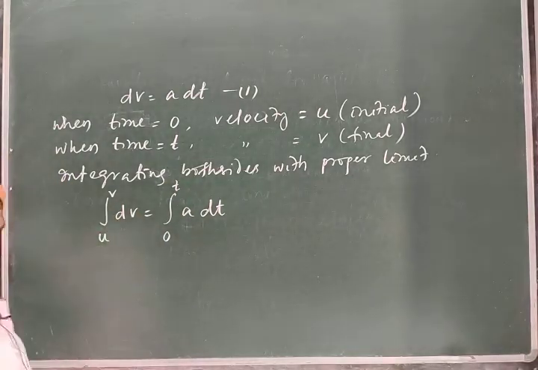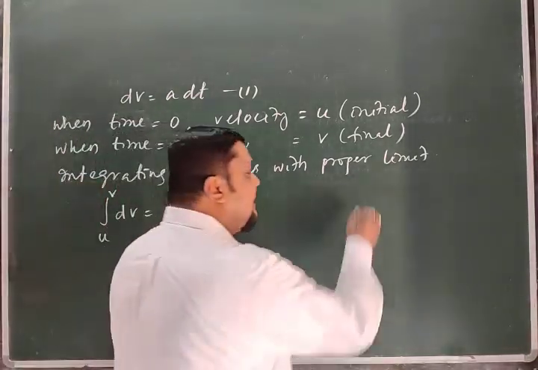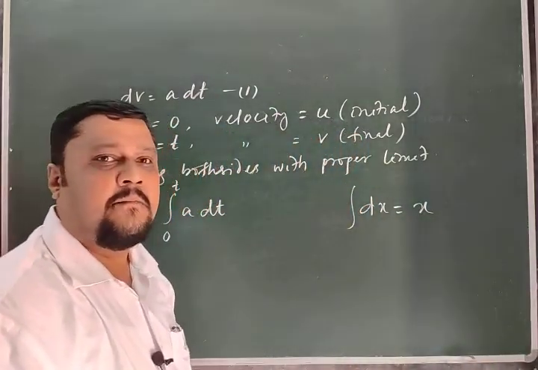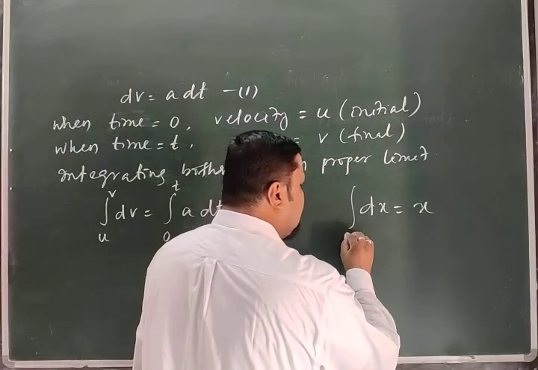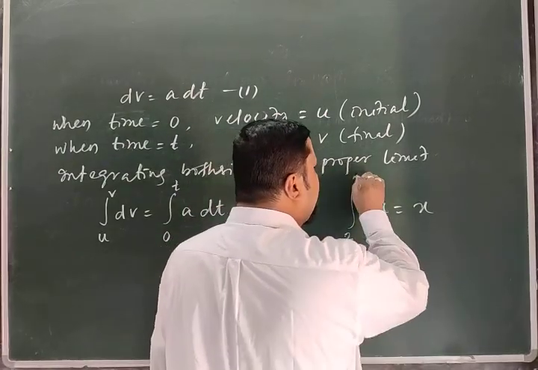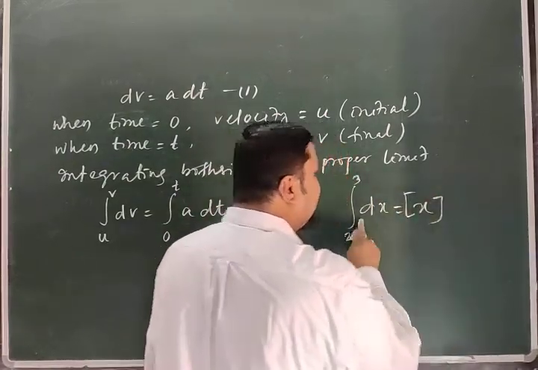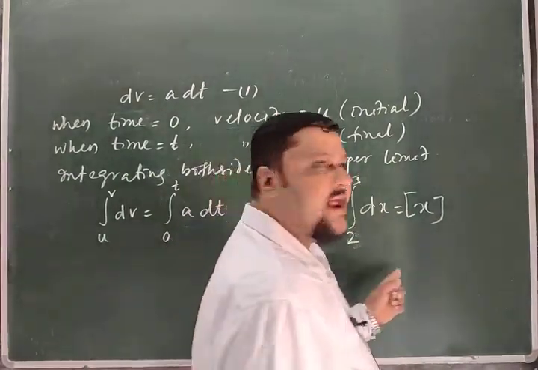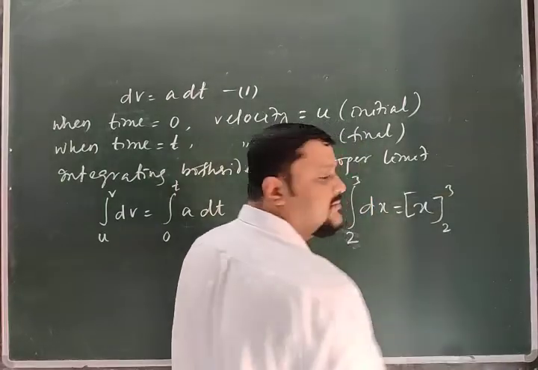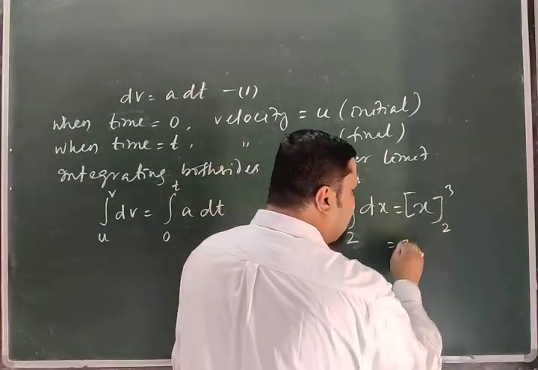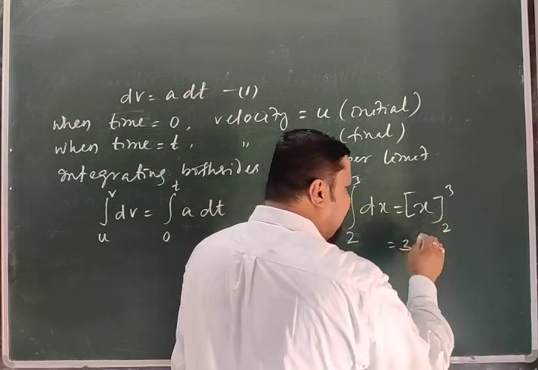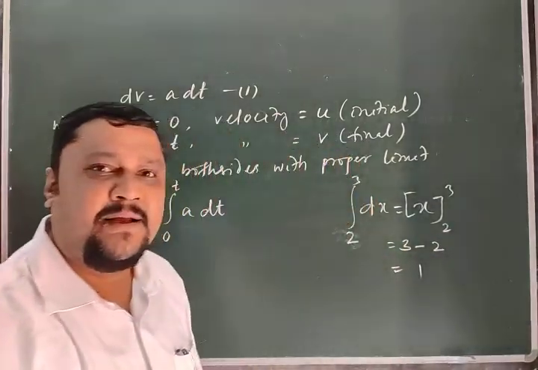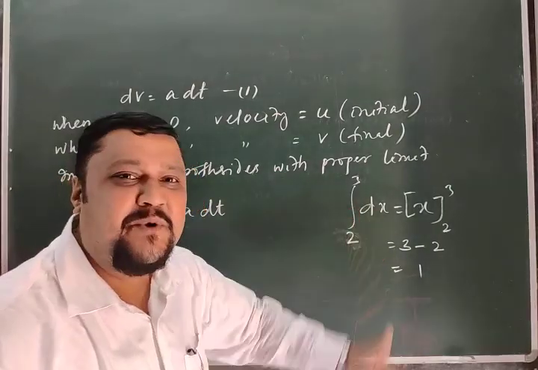So do the integration of dv. Use this formula, integration of dx is x. When there are limits, say 2 to 3, it is a definite integral. This is indefinite. When the limits are there, it is definite. For a definite integral, put the limits 2 and 3. Then in place of this x, upper limit minus lower limit. So this is equal to 1. Clear? So this is the beauty of calculus.